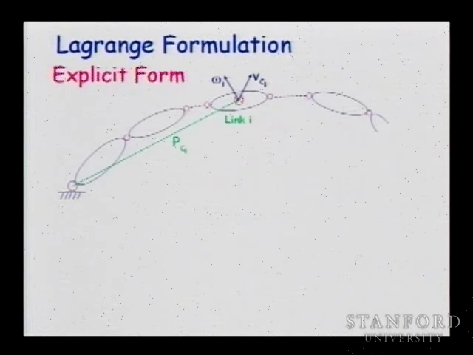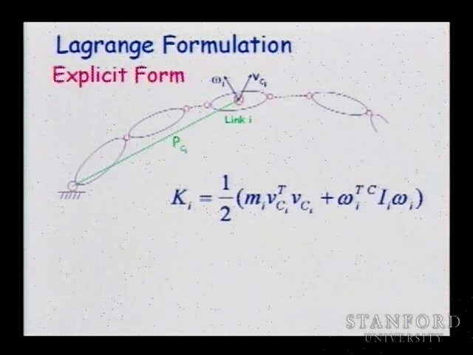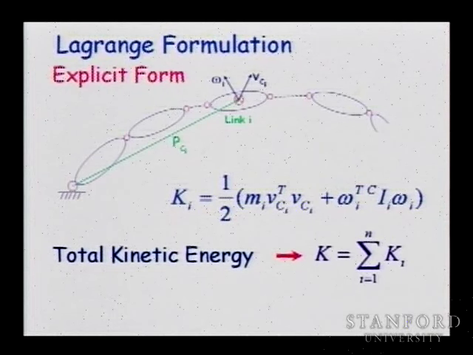What we will do instead, we will go to the velocities and we will consider the energy associated with the motion of these rigid bodies. So if you have a velocity V and omega at the center of mass, you can write the kinetic energy associated with this moving mass and inertia associated with the rigid body. And simply by adding the kinetic energy of these different links, you have the total kinetic energy of the system.